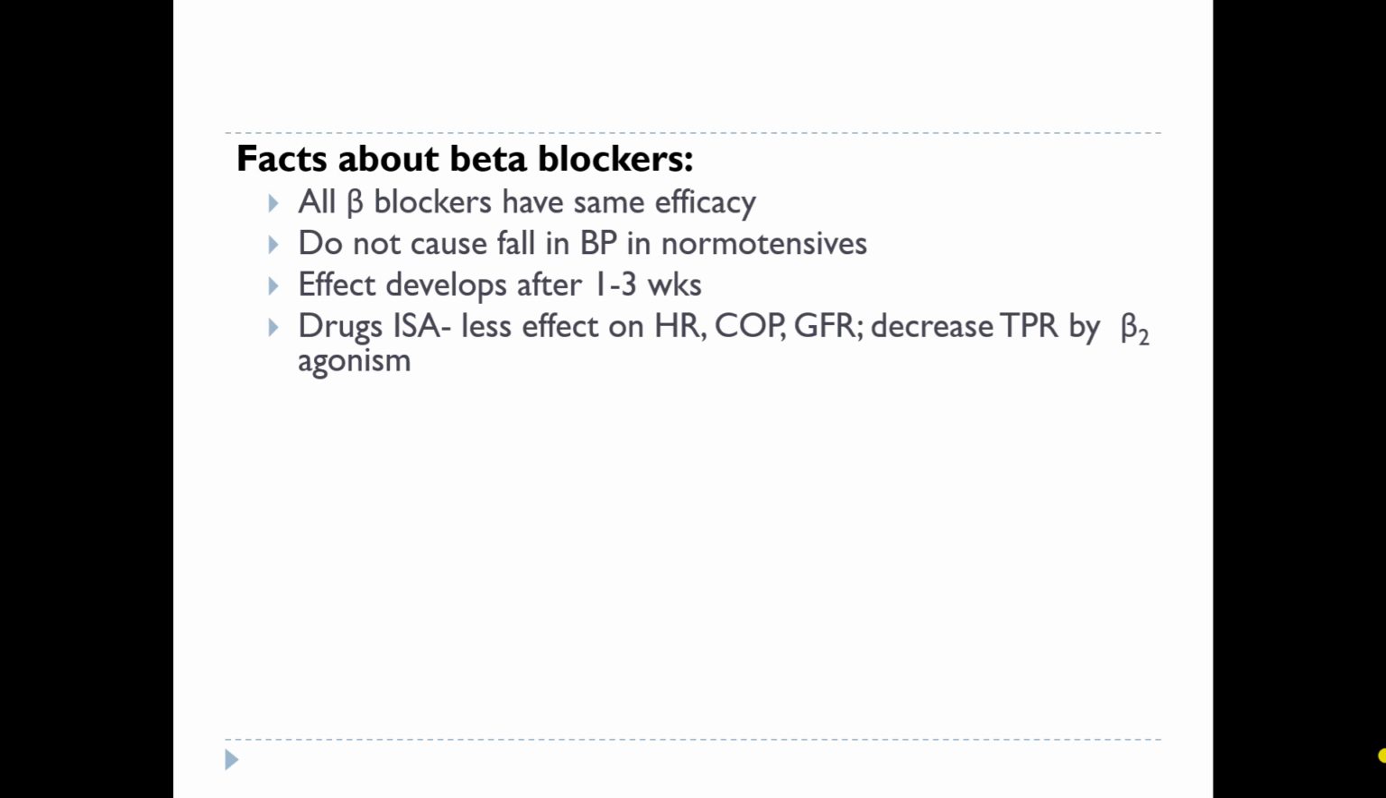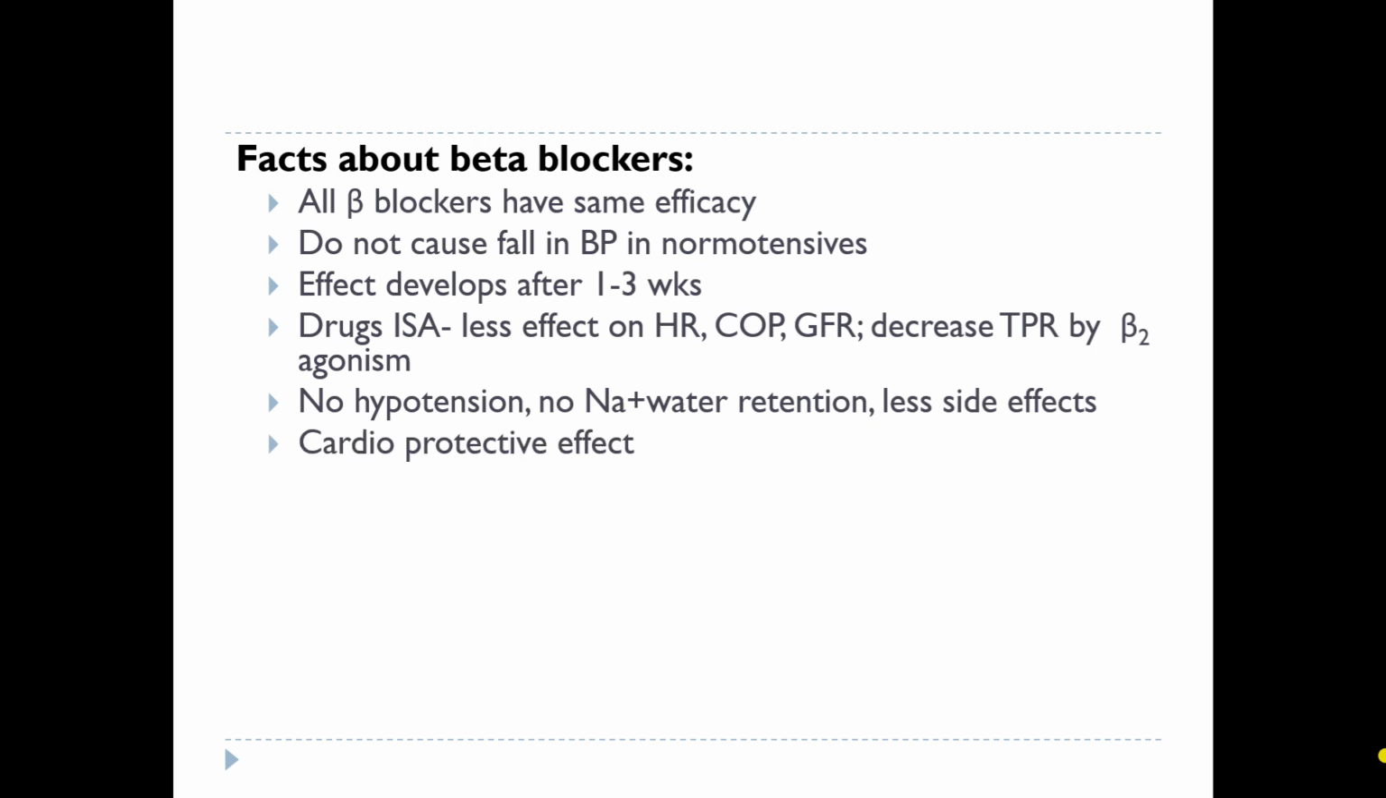Drugs with intrinsic sympathomimetic activity have less effect on the heart rate, cardiac output and GFR. They decrease the TPR by beta 2 agonism. There is no hypotension, no sodium and water retention occurs, and there are fewer side effects as compared to other drugs. They also have some cardioprotective effect. Most importantly, they are very cheap drugs, which can be afforded by most patients if the therapy has to be taken lifelong.